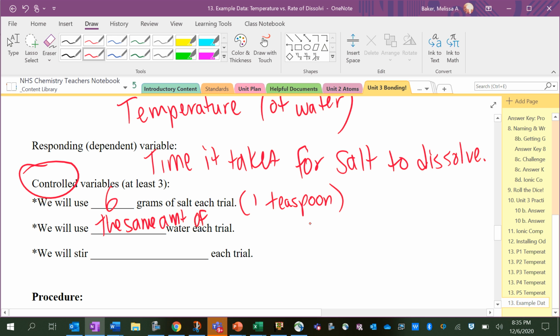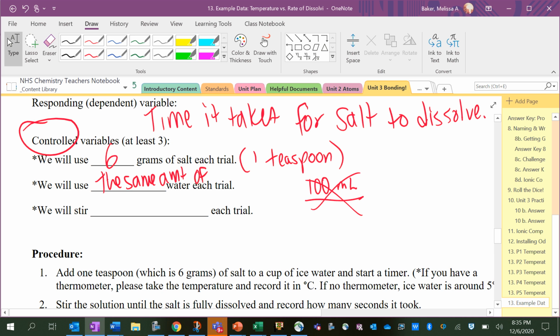Otherwise, at school we would use graduated cylinders and maybe we would use 100 milliliters of water each time, something like that. But again, just fill a cup as if you're going to have a nice drink of water. And then we will stir at the same speed each trial. So you just want to be consistent with your stirring speed.